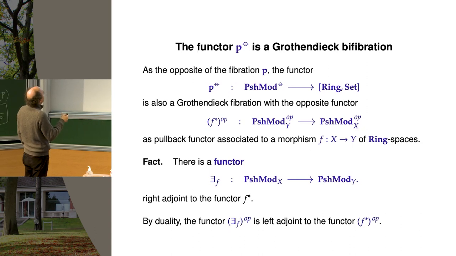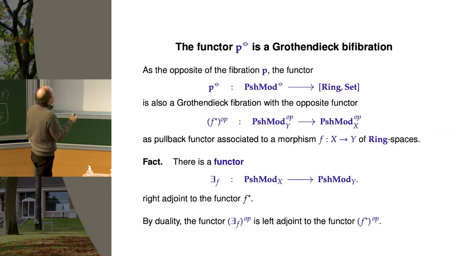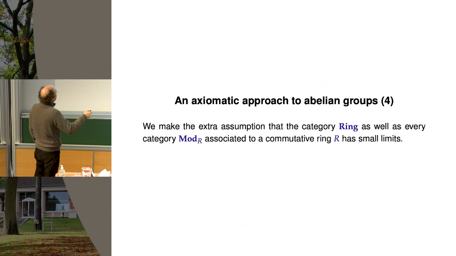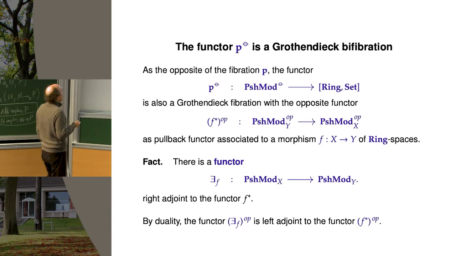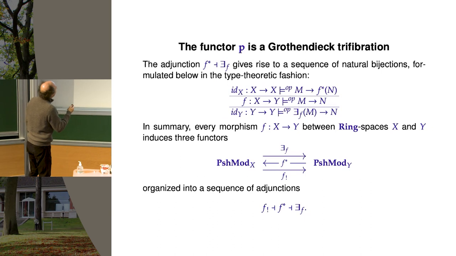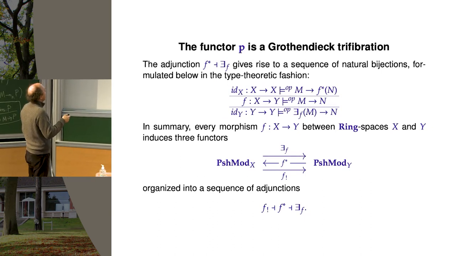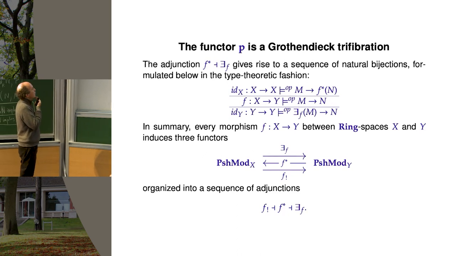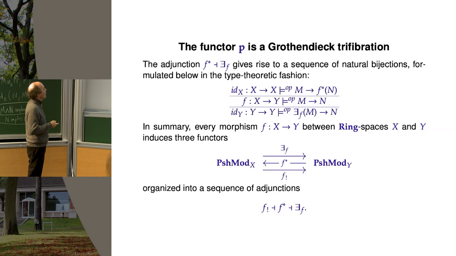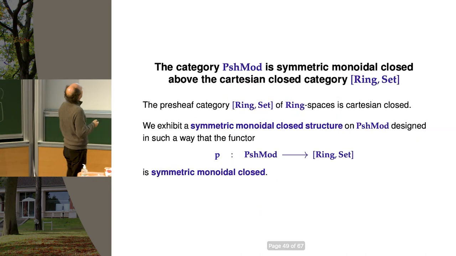So the fact that it's a fibration comes from the fact that it's the opposite, or a fibration to the original fibration that we defined on presheaves of modules. But now, thanks to this assumption of small limits, we can construct a right adjoint to the functor. And if we look at the situation, what we get is a tripod of adjunctions, or I should say two adjunctions but three functors, in the same way as what we had with modules. So this means that the situation with modules lifts to presheaves of modules over covariant presheaves of rings.